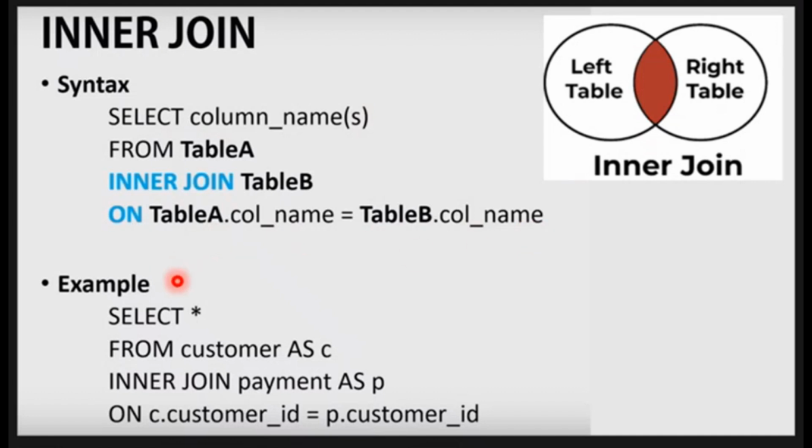Let us understand with this example. Select star. Select star means you're selecting all the data, all the rows from the table. From which table? From the customer table. Why have we written customer as C? As means you're giving an alias. Instead of writing customer every time, you just gave an alias C, and you'll be using this C whenever you are using that table.